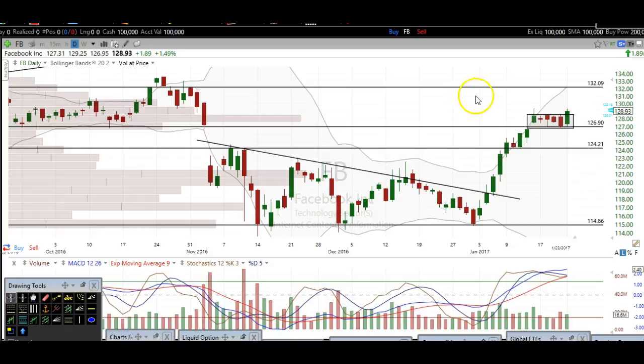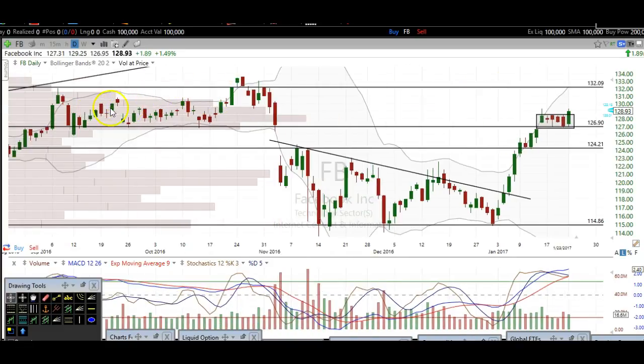Targeting up here near about 132 is going to be that next resistance. You can see it was resistance right there. Broke over it a little bit right here, but you can see a lot of reactions to that price level right there. So 132 is going to be that next resistance level that you want to be aware of.